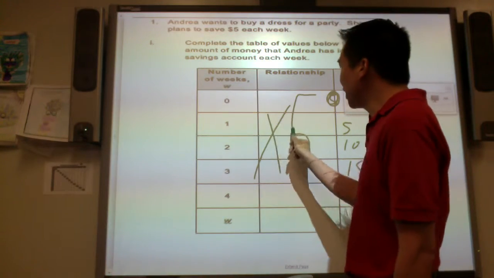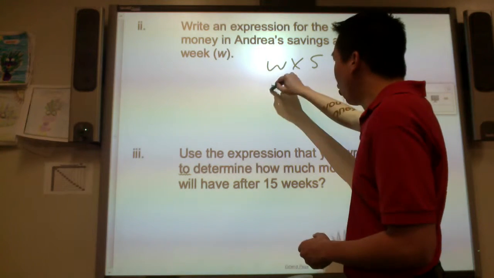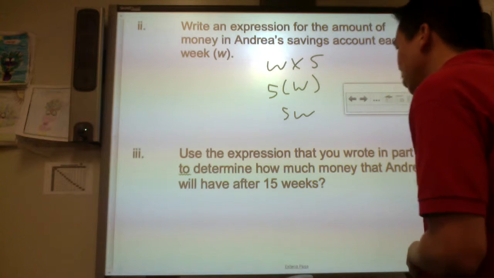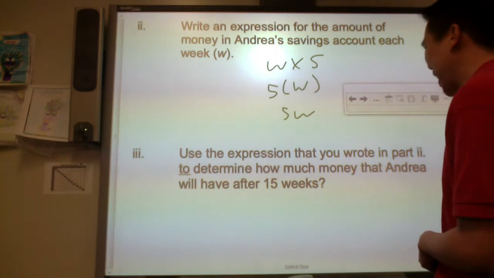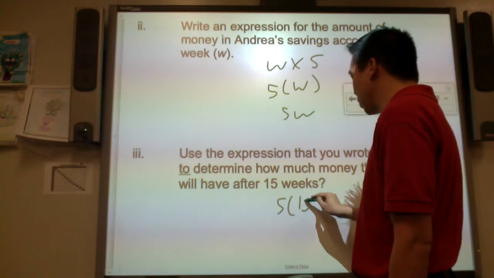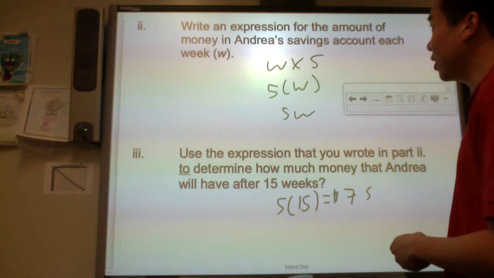Now write an expression for the amount of money in Andrea's account each week. So I'm multiplying 5 by the number of weeks. So it's W times 5, or 5 times the number of weeks, or 5W. Use the expression that you wrote to determine how much money Andrea will have after 15 weeks. 5 times the number of weeks, 15, is $75. That's a lot of money.